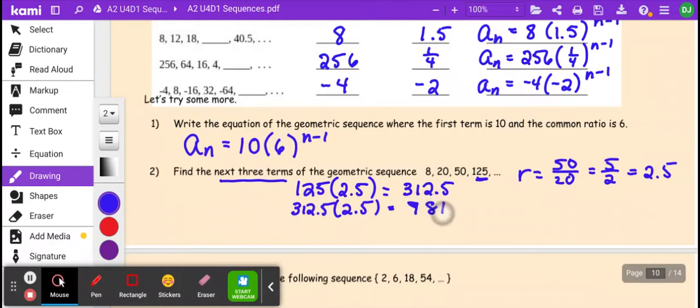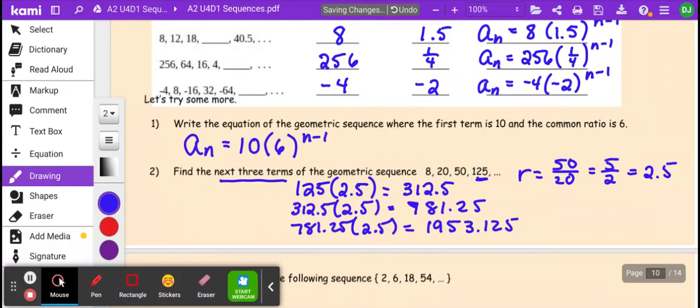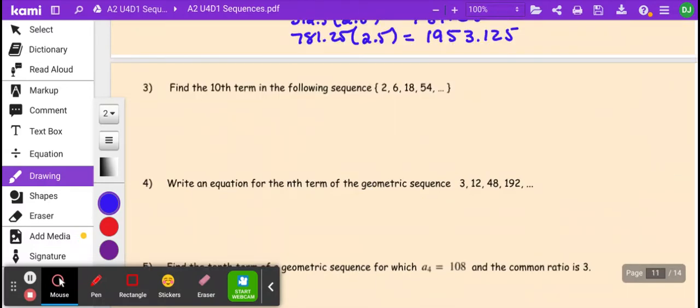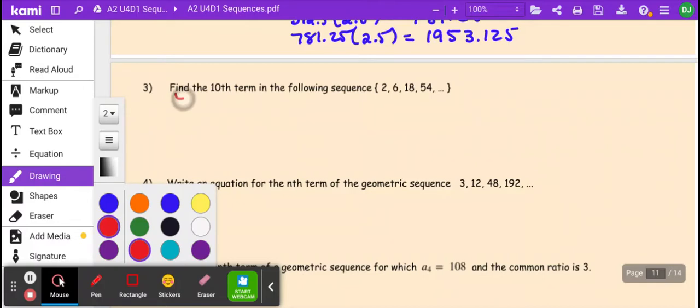That's a 781 and a quarter. And then again, 781 1/4 times 2.5 happens to be this number. Bada bing, bada boom. Right? So that one's easy. I'm not going to use a formula where I don't need to use a formula. I'm going to use it where it's going to be helpful. Okay, speaking of being helpful, bada bing, bada boom.